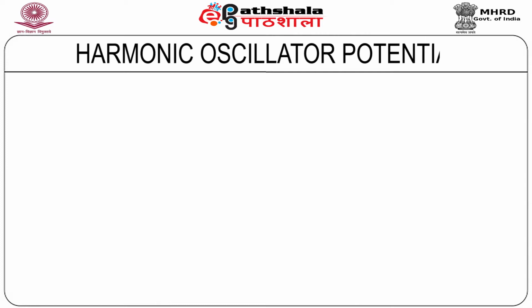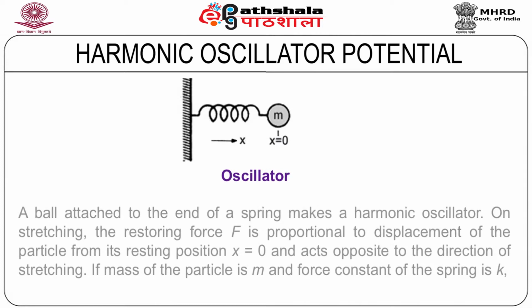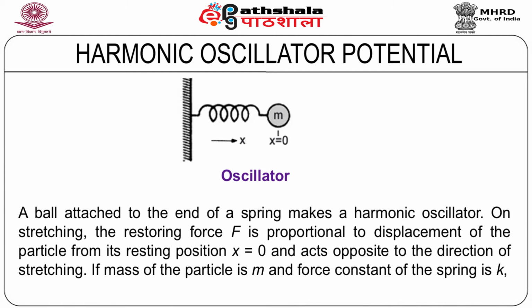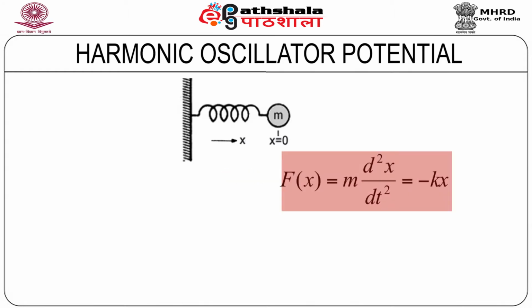First of all, let us define a harmonic oscillator. A ball attached to the end of a spring makes a harmonic oscillator. On stretching, the restoring force F is proportional to the displacement of the particle from its resting position, which is x equal to 0, and acts opposite to the direction of stretching. If the mass of the particle is m and force constant of the spring is k, then the restoring force equals mass times the acceleration. Well, that's the definition of force, and this is proportional to x, and since this is the restoring force which acts in the opposite direction, you have to put a minus sign. So the restoring force is equal to minus kx. This basically defines the harmonic oscillator.